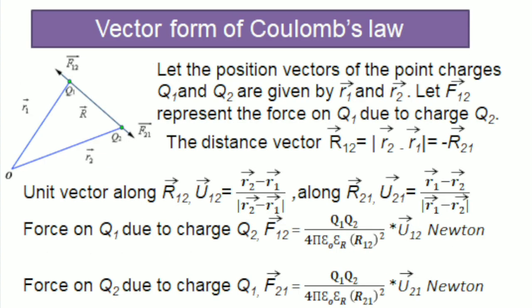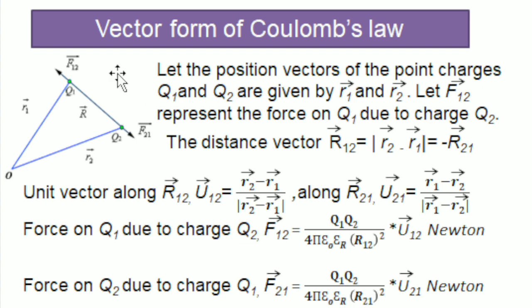Vector form of Coulomb's law. So we have points Q1 and Q2. The distance between Q1 and Q2 is R. Q1 is at a distance OQ1, represented by the position vector R1 bar, and Q2 is at a distance R2 bar, the position vector of OQ2. The vector between them is R2 bar minus R1 bar, and the unit vector is R2 bar minus R1 bar divided by the modulus of R2 bar minus R1 bar. Along R1, the unit vector U bar equals R1 bar minus R2 bar divided by the modulus of R1 bar minus R2 bar.